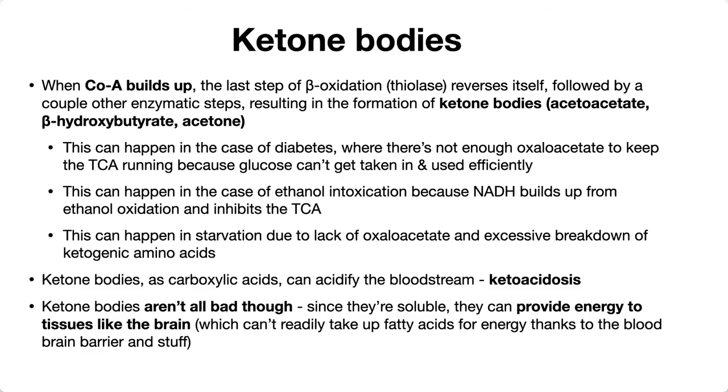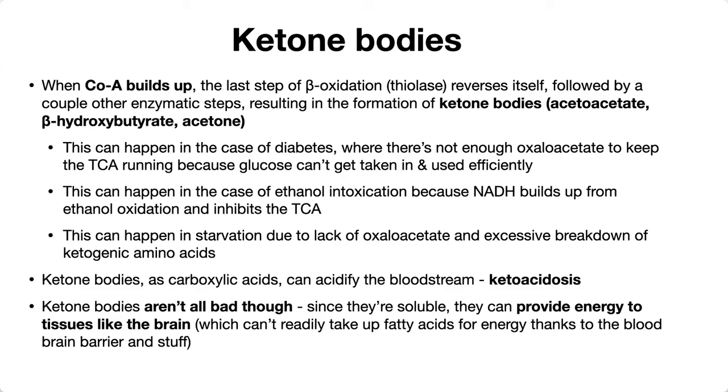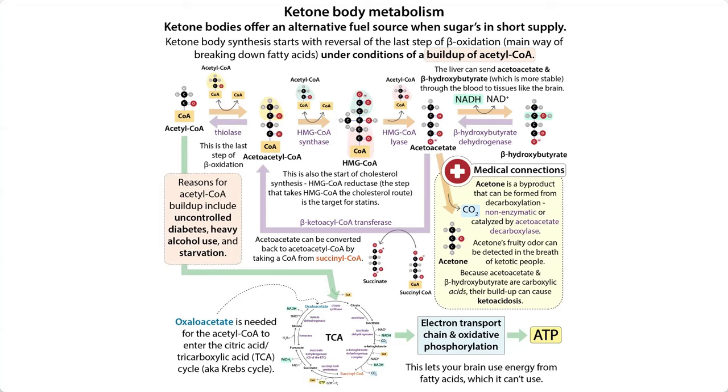It can happen in the case of ethanol intoxication because the NADH builds up from ethanol oxidation and inhibits the TCA. Or it can happen in starvation because you don't have enough oxaloacetate and you have excessive breakdown of ketogenic amino acids. What can happen if you have a lot of ketone body formation is that it can acidify the bloodstream, causing a condition called ketoacidosis.